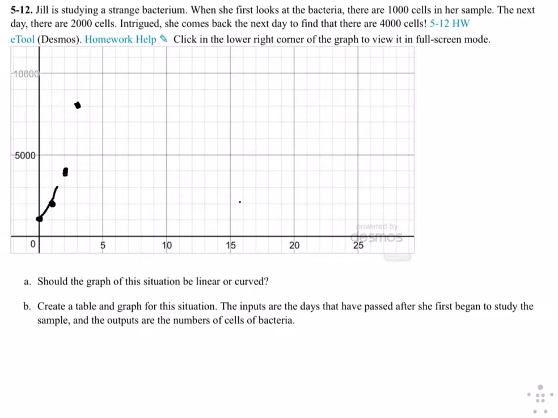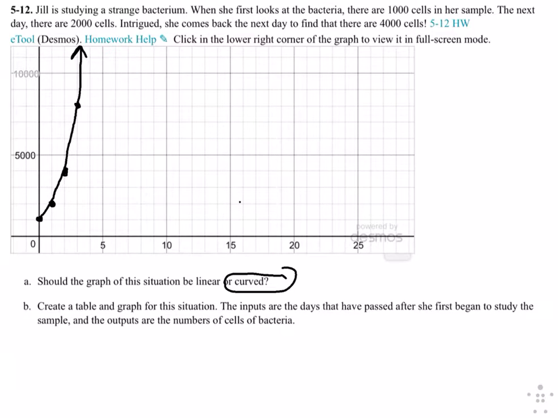And the graph would look like this, right? So A says, should the graph of this situation be linear or curved? So it's clearly curved, right? It's an exponential. And then create a table and a graph for the situation. So we already created the graph, so let's make the table.